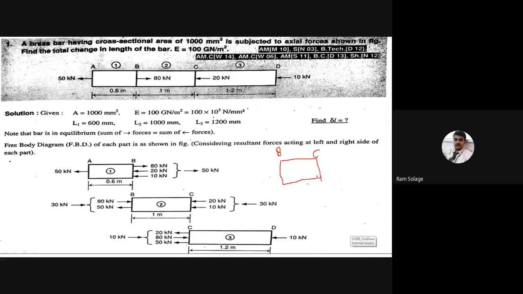Now for drawing section 2 we require section 1 and section 3 also. This is AB and this is CD. They are showing 50 kilonewton tensile, and for the other section they are showing 10 kilonewton compressive.